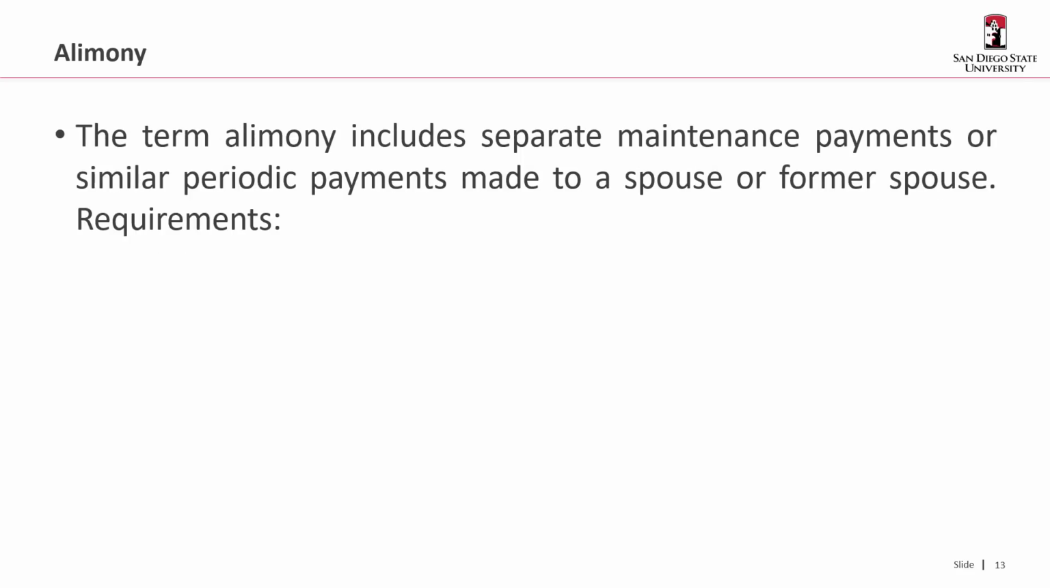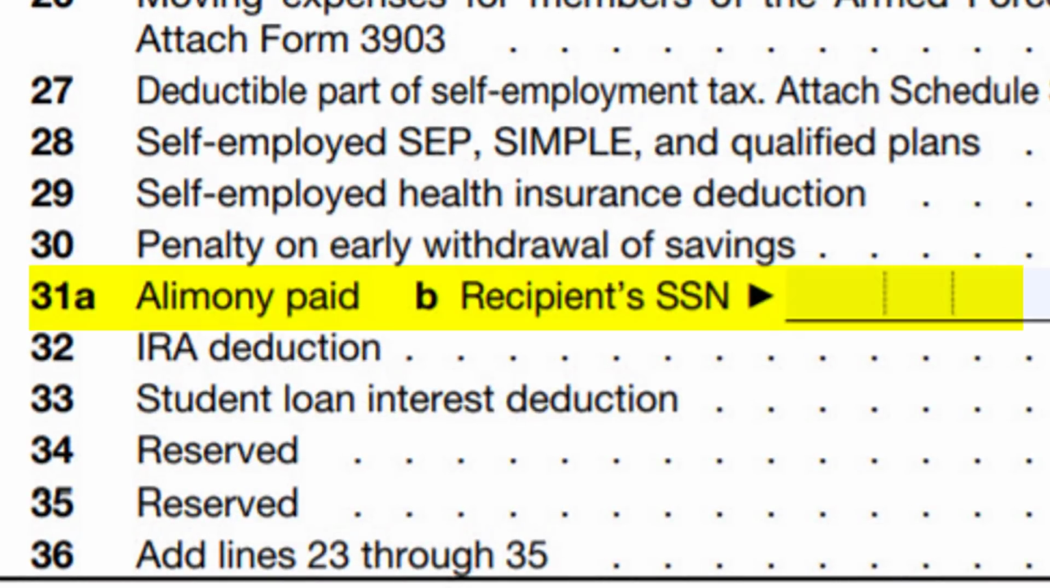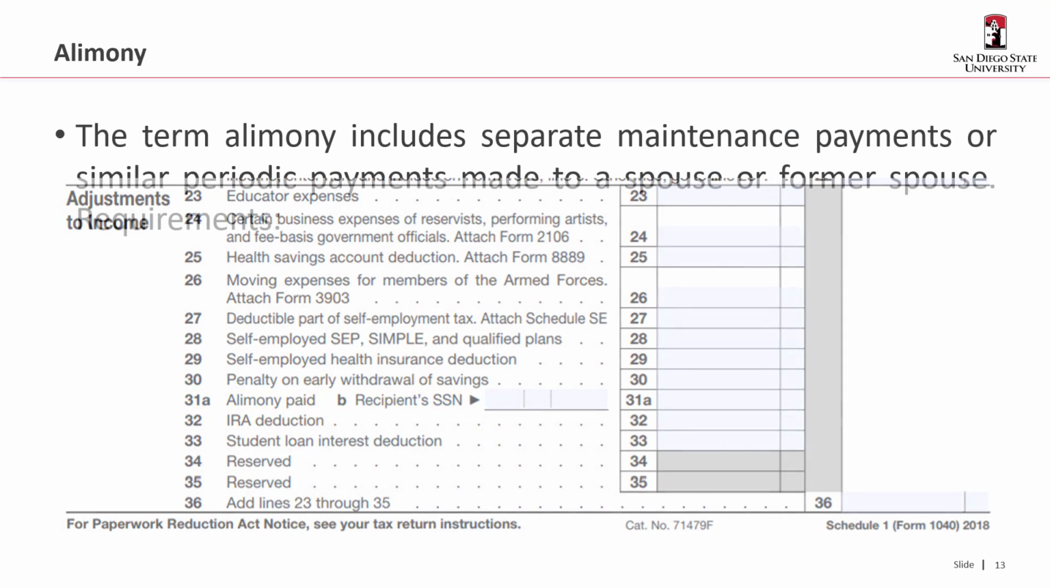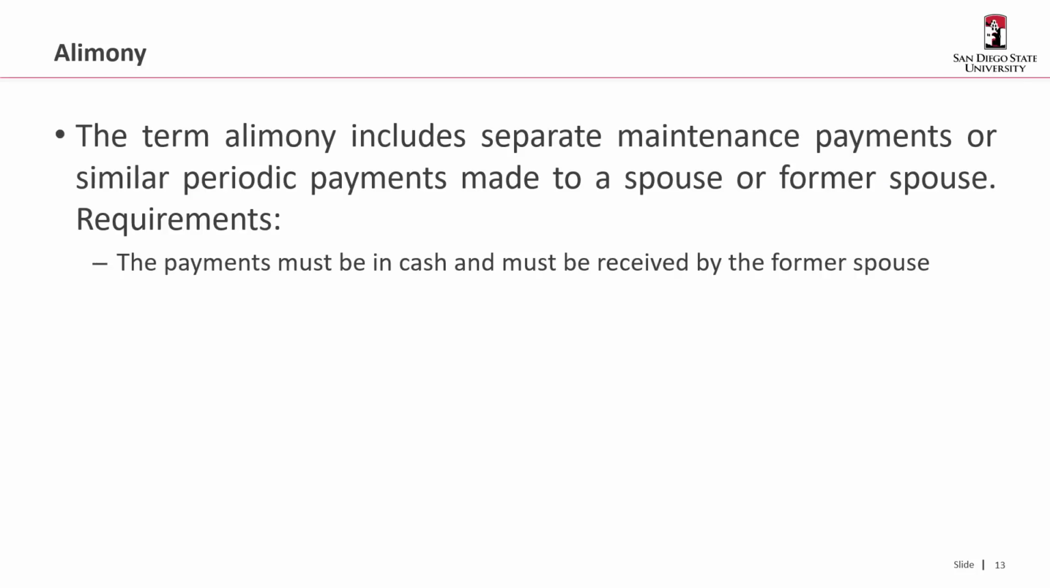All right, alimony is something that gets a lot of news. I can see why, right? It makes good press. But alimony is a separate maintenance payment or similar periodic payment made to a spouse or former spouse. And there are some requirements to qualify as alimony. So the first, those payments must be made in cash and must be received by the former spouse. So they can't be payments of rent paid to the spouse's or the ex-spouse's landlord, for example.